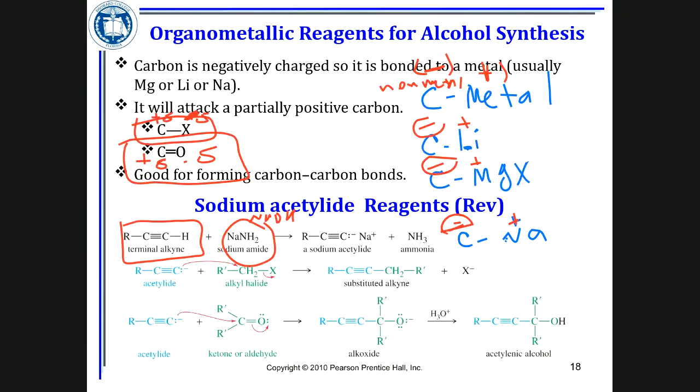We talked about this: the weaker the acid is, the stronger the base you use to react with that acid must be. So the alkyne is not acidic enough to react with sodium hydroxide.